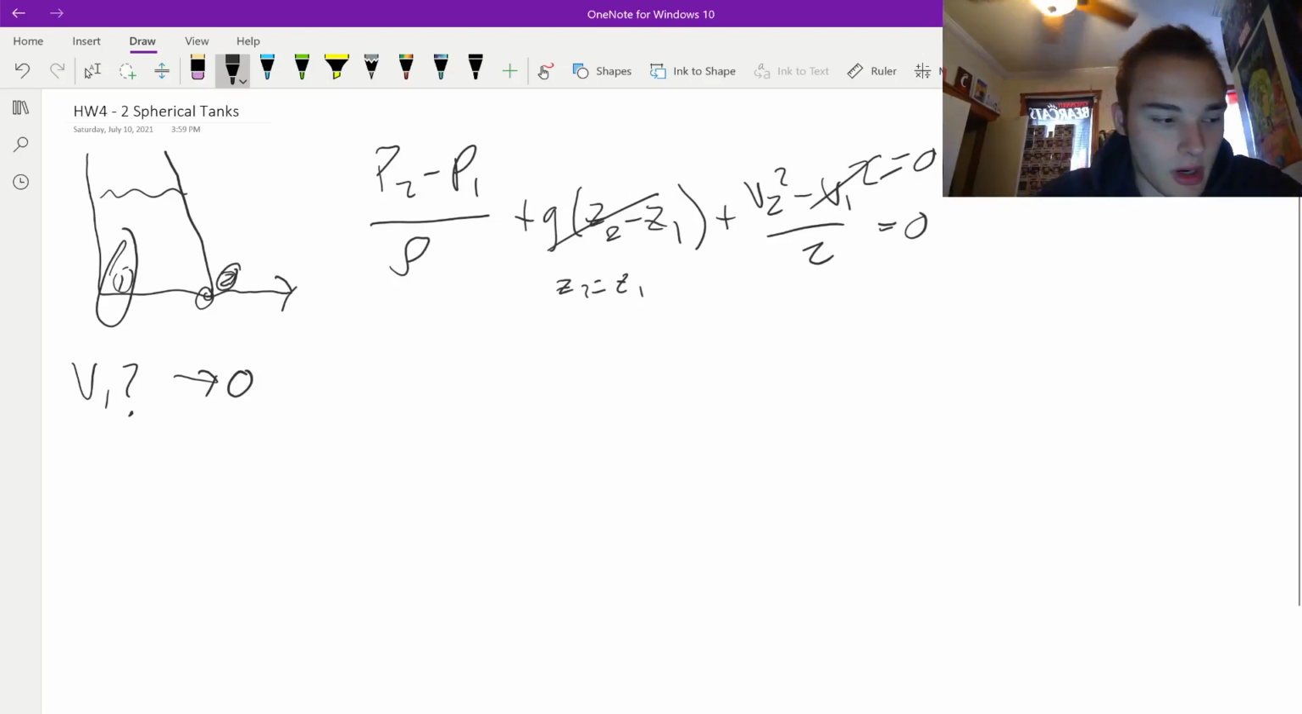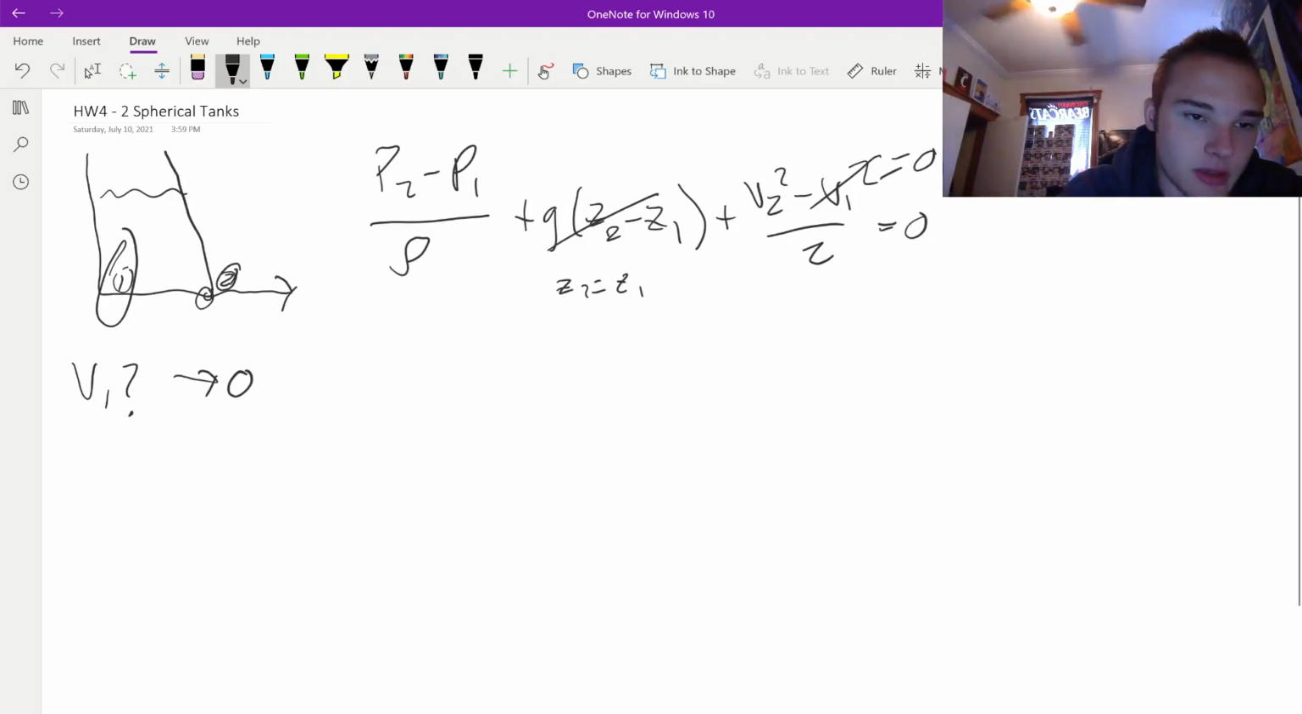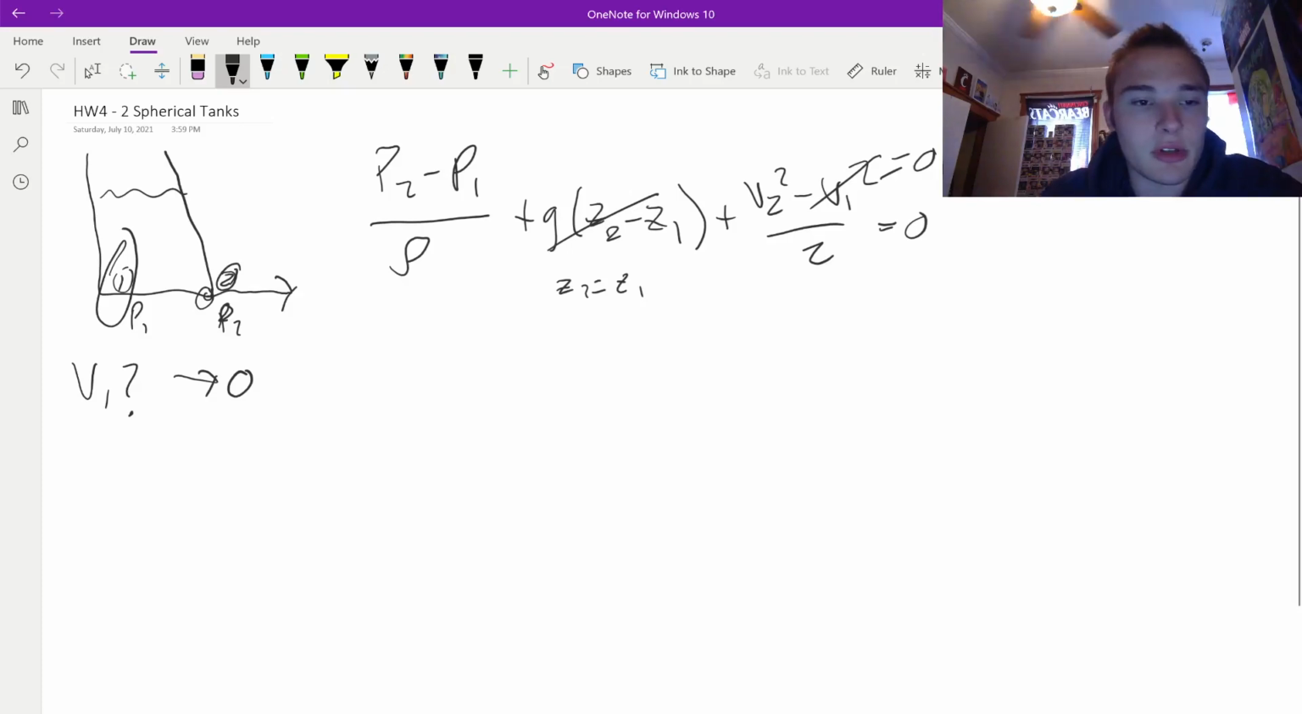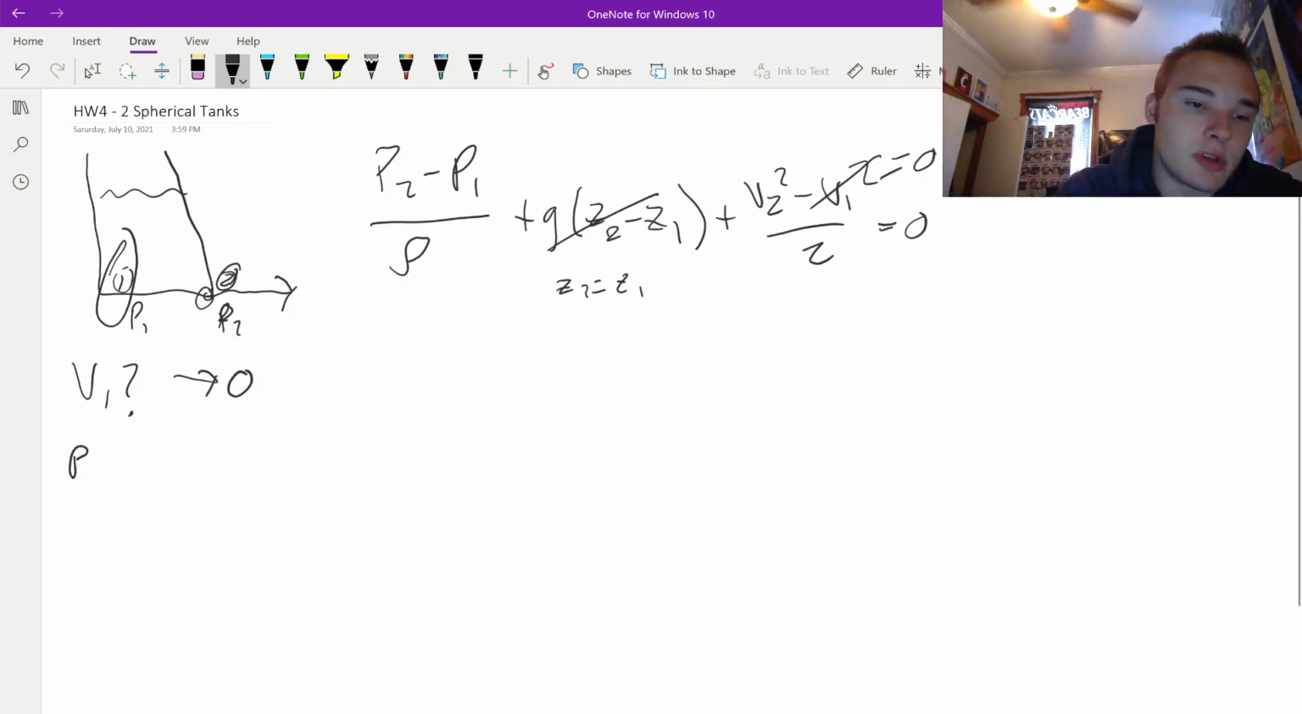And what we're going to want to do now is we need to calculate v2. So we can see that there's an initial pressure P1 right here, and there's a second pressure P2 right here in the system. And as you can see, P2 is going to the atmosphere. So we say P2 is equal to 0.